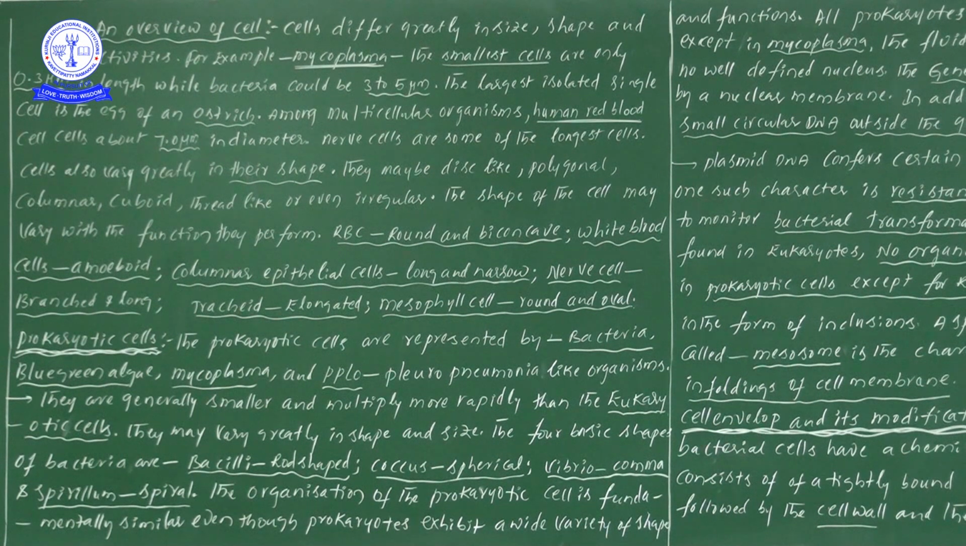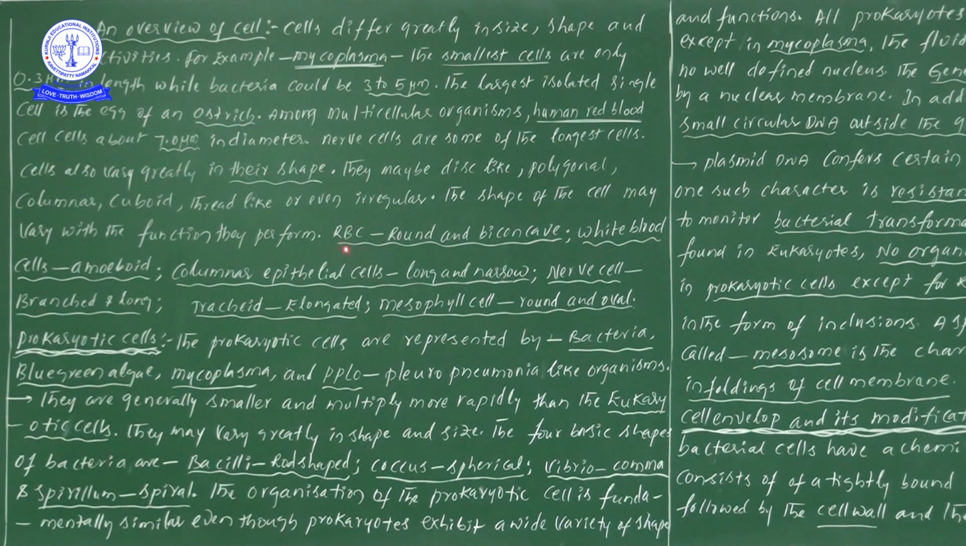Next one, white blood cells. The shape of white blood cells is amoeboid. Next one, columnar epithelial cells' shape is long and narrow. Next one, nerve cell. That one is branched and long. Next one, tracheid. This is plant related, we have said, no? Tracheids, vessels. Tracheids are elongated structures. Next one, mesophyll cell, round and oval.